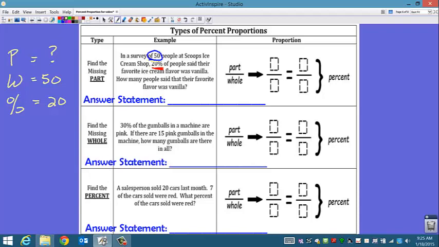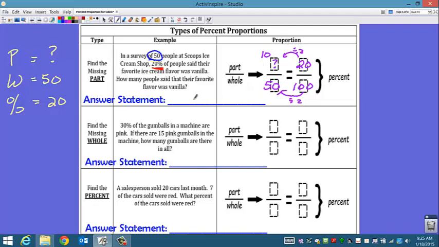Okay, now let's go ahead and fill in our proportion. Our part is the unknown. Our whole is 50. Our percent is 20. And that's always going to be over 100. Now solve it. 100 to 50, we're going to divide by 2. Do the same thing to the 20. 20 divided by 2 is 10.